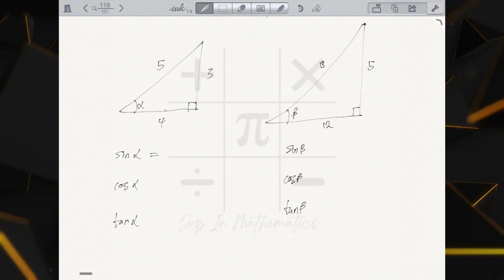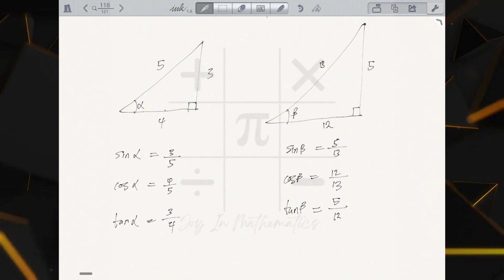Now, sine alpha in this case is 3 over 5, which is opposite over hypotenuse. Cos alpha is adjacent over hypotenuse, that's 4 over 5. Tan alpha is opposite over adjacent, 3 over 4. Sine beta, opposite over hypotenuse, is 5 over 13. Cos beta, adjacent over hypotenuse, is 12 over 13. Tan beta, opposite over adjacent, is 5 over 12.